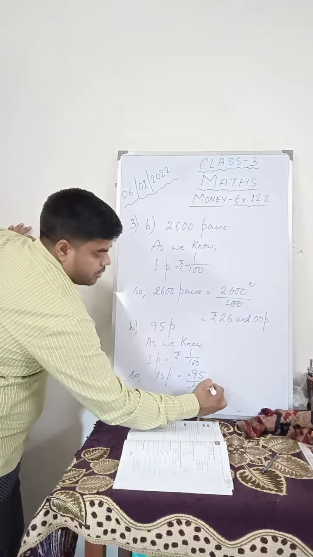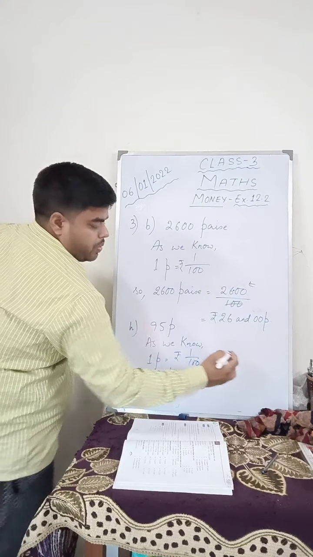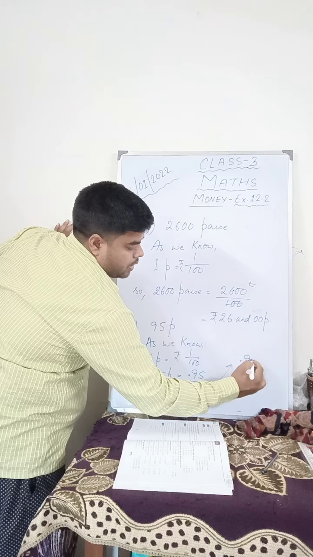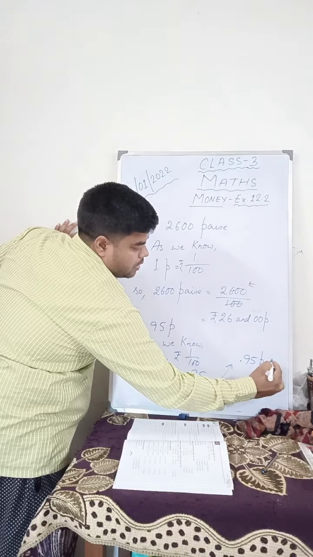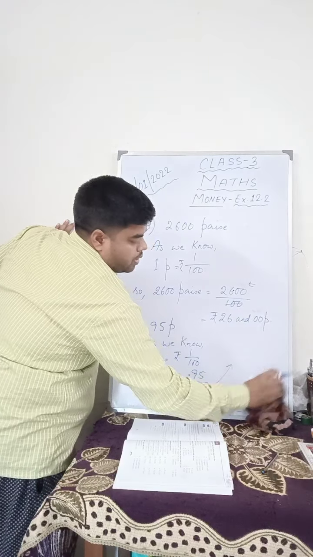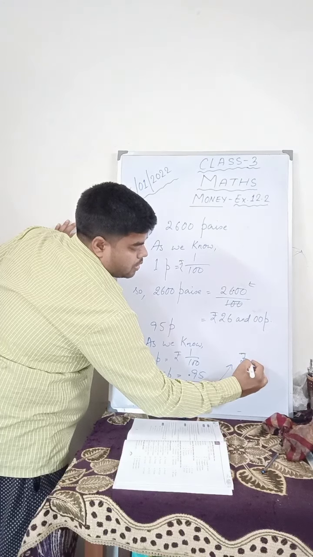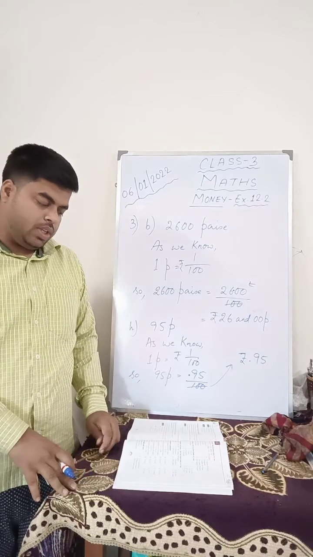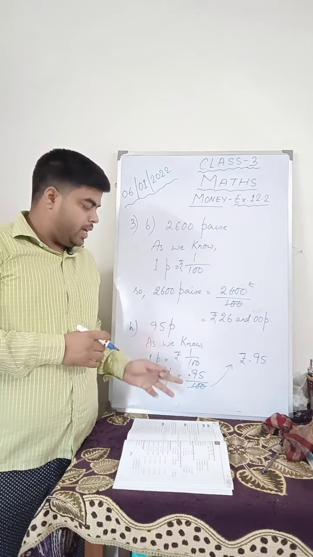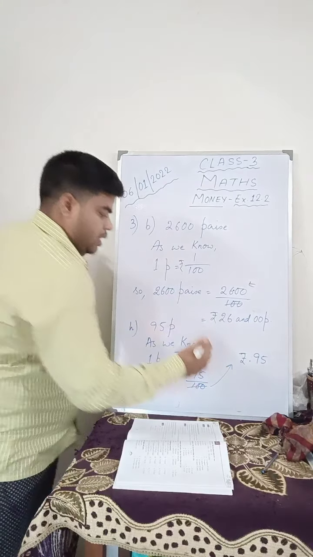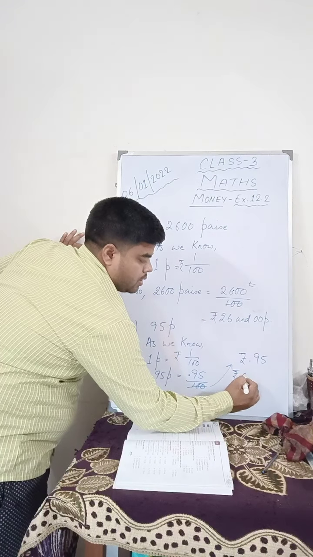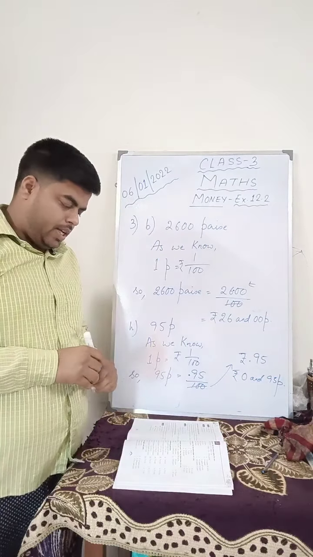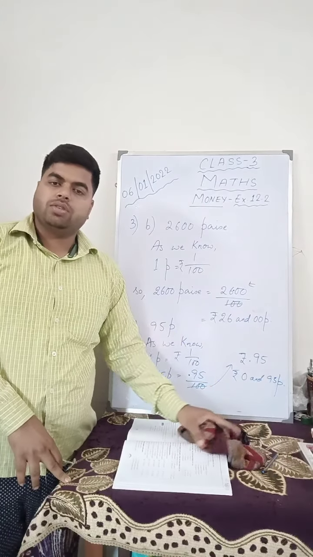So what will you write here? There is no rupees, so you will write rupees 0.95. So I hope you have understood this, all of you. Or you can write 0 rupees and 95 paisa. You can write rupees 0 and 95 paisa. You can write any one. I hope all of you have understood this.